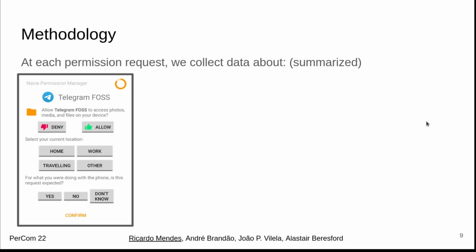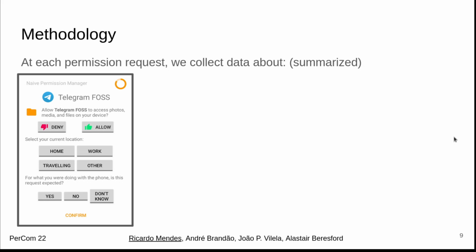The naive permission manager works as follows. Every time an application tries to access a sensitive resource, in the case of the image, Telegram trying to access the storage permission, our naive permission manager would intercept this call and present the following dialog to the user.